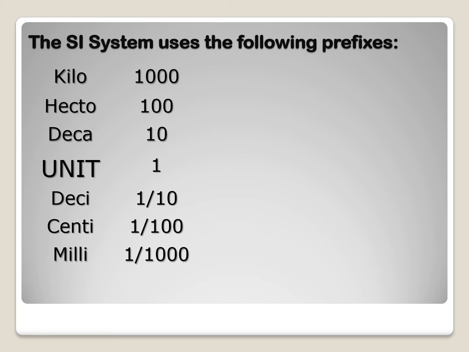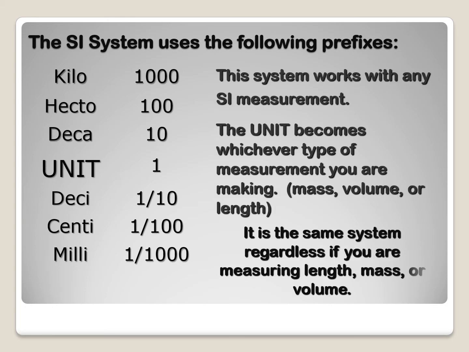The SI unit uses the following prefixes. The system works with any SI measurements. So the following prefixes work with any of the standard units. Whichever type of measurement you are making, meaning if you're using mass, volume, or length, the prefix will go at the front of the unit that you're using.